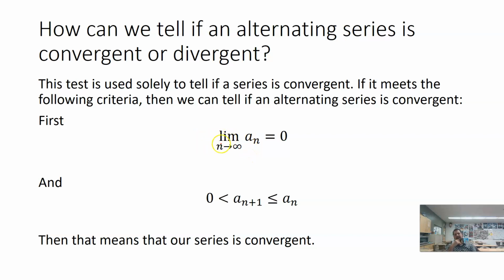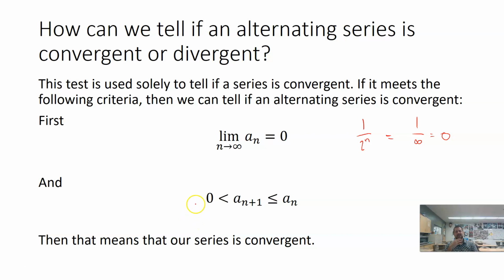Now, the first criteria is that as we look at the terms that get really, really large, it has to go to 0. In other words, if I have my series, and let's say I had 1 over, I'm just making this up, 2 to the nth power, or something like that, I would take infinity and plug it in, and as long as I get 1 over a really big number, so basically 0, I can say, okay, that meets my first criteria.